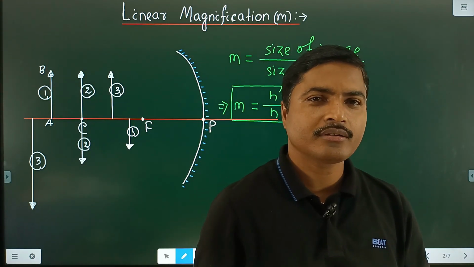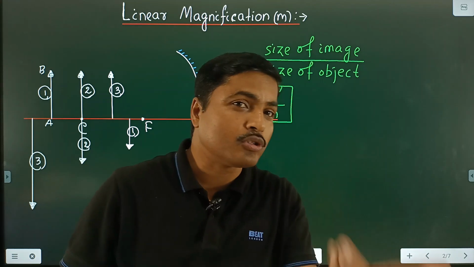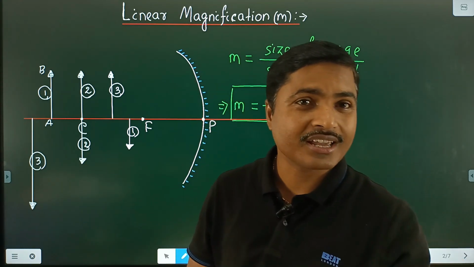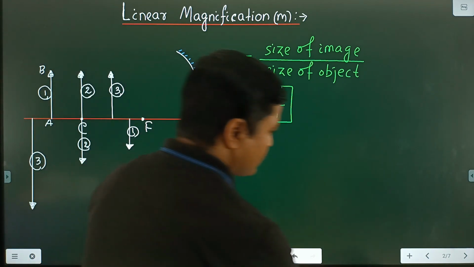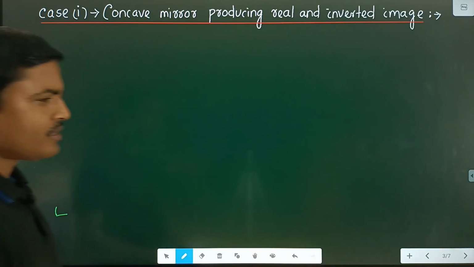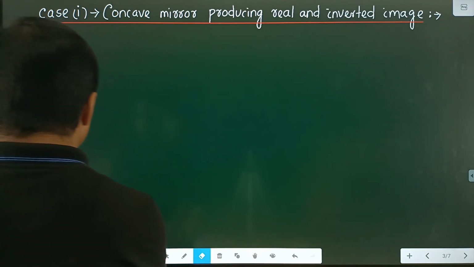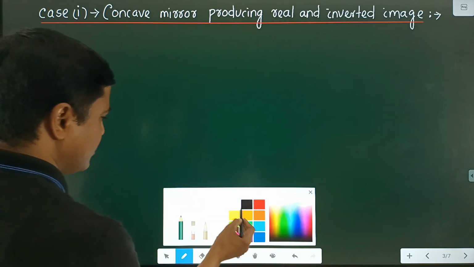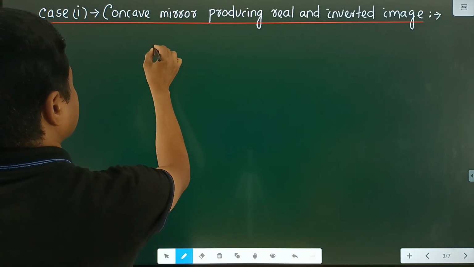Now we will derive the expression for linear magnification both in the case of a concave mirror and also in the case of a convex mirror. First, in the case of a concave mirror. Suppose the concave mirror here is producing a real and inverted image. First we draw the ray diagram.